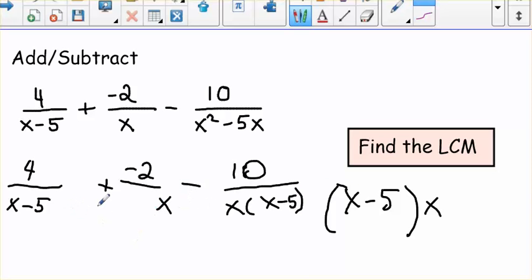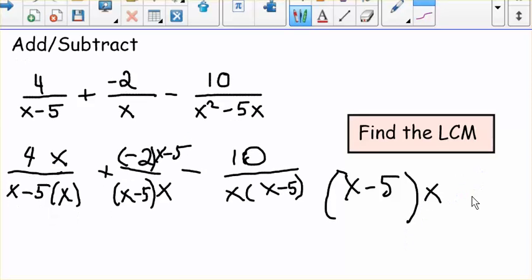So what I'd like to have is all of these denominators to be the same. So this one is missing the x part. But I can't just multiply it down there. I'm going to have to put it up here, because then that's really multiplying by 1. X over x is 1. So now I've got that set up. This one is missing the x minus 5. So whatever I do in the denominator, I'm going to have to do in the numerator, so I multiply this top by x minus 5. And this last term is fine. I don't have to do anything with it.